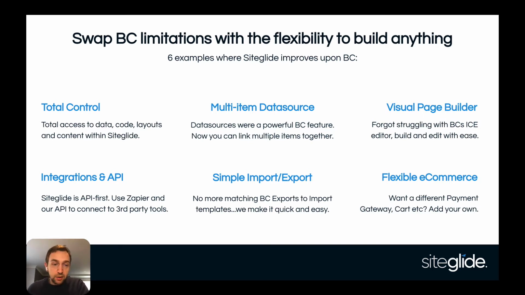Next up, we've got integrations and the API. This is one of the key points. Having data fully accessible and Siteglide being API first means that you can always take control. You can access that data, you can fire it off to third-party tools, perhaps using a point-and-click option like Zapier, or get deep into our API and build custom integrations.